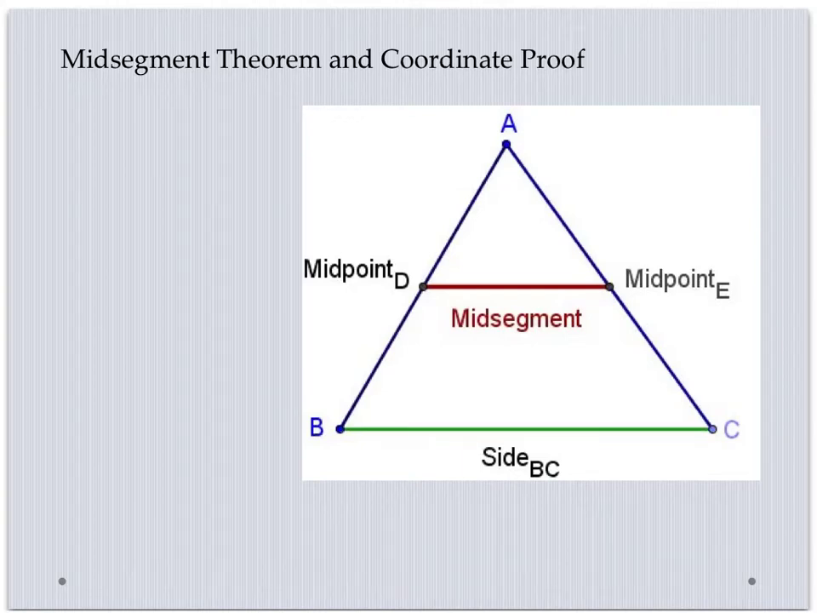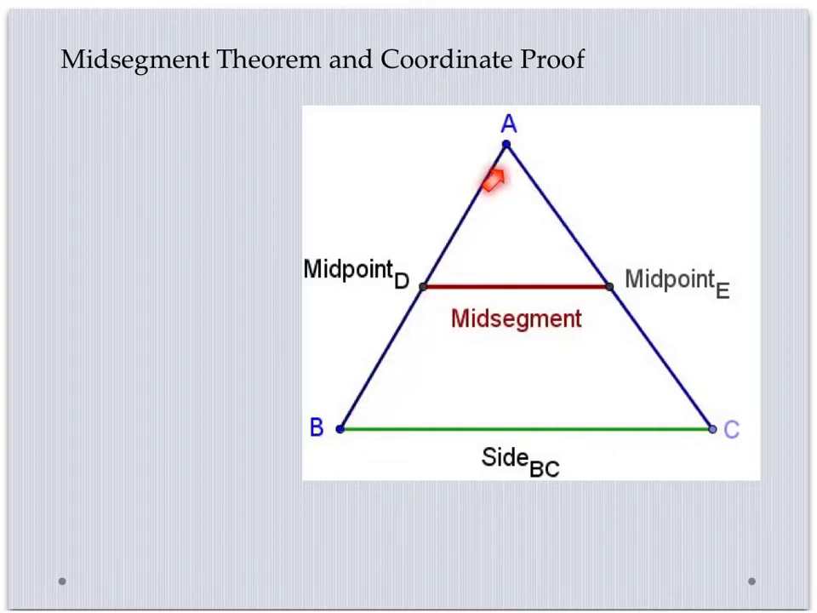Mr. Coleoto here, and in this next chapter, we're going to look at chapter 5. We're going to talk a lot about relationships that are occurring inside of the triangle. So here I have a triangle ABC, and I'm going to talk about two concepts, both the midpoint and the midsegment. Midpoint is something you've heard before.